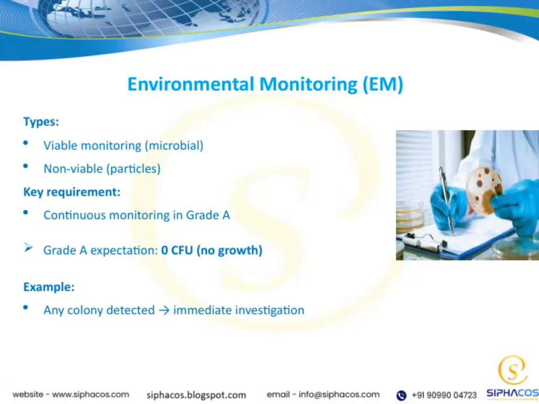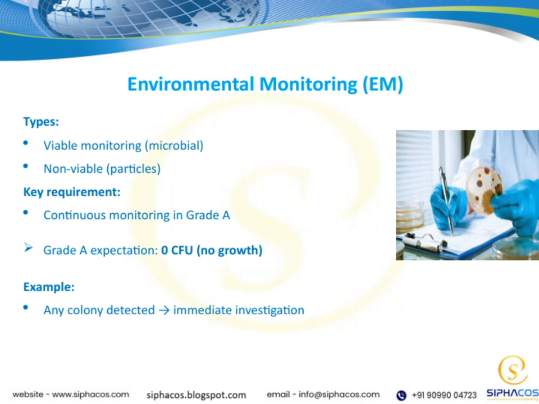Let's talk about environmental monitoring, or EM, which is a crucial part of maintaining a sterile environment. There are two main types we focus on: viable monitoring, which tracks microbial presence, and non-viable monitoring, which looks at particles. The key requirement here is continuous monitoring, especially in grade A areas, where maintaining the highest standards is essential. In grade A environments, the expectation is 0 CFU, meaning no colony-forming units, or in other words, no microbial growth should be detected. This is critical because even a small contamination can compromise product safety.